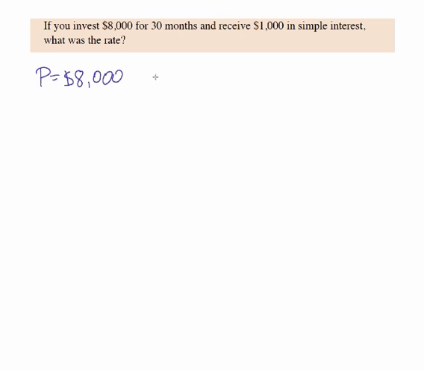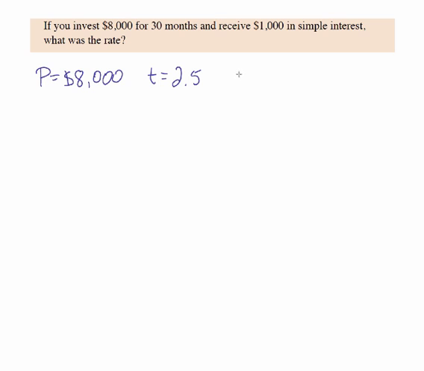The term is 30 months. But remember, when we're using our interest formulas, we always consider the time to be in years. So we're going to want to write 30 months as years. There's 24 months in 2 years and then another 6 to get us to 30. That tells me that 30 months is 2.5 years.